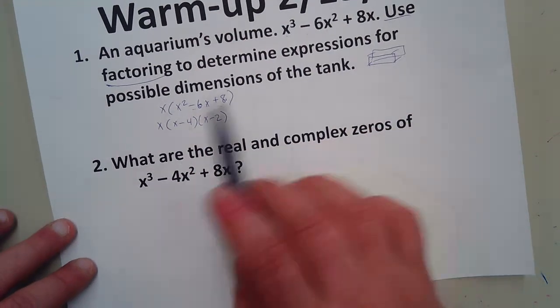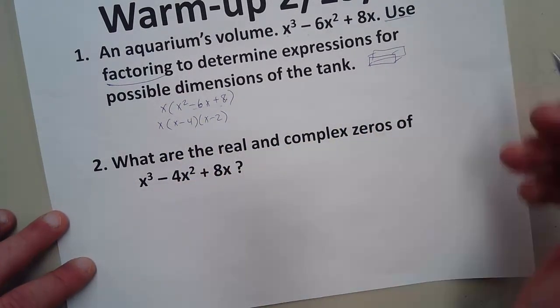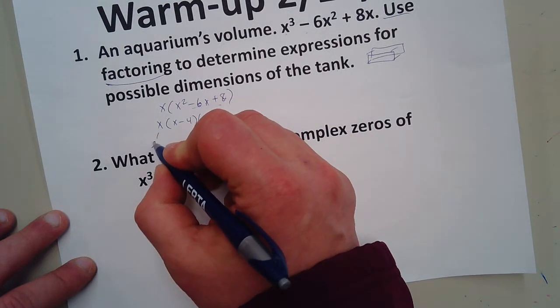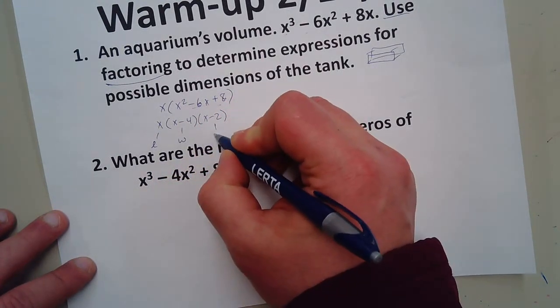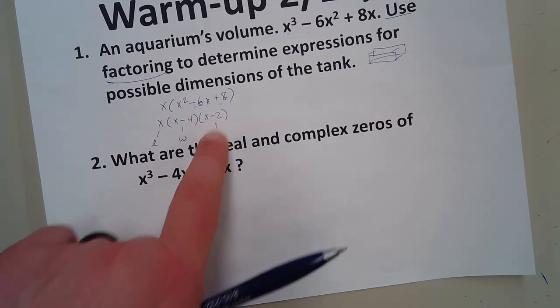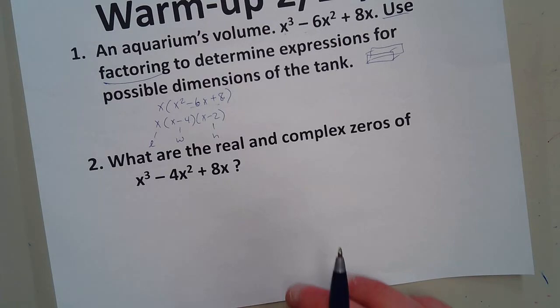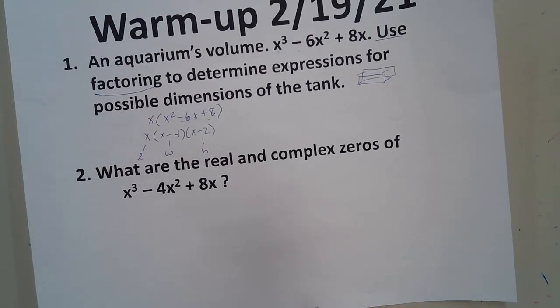When it says, what are the possible dimensions of the tank? It could be x by x minus 4 by x minus 2. So these are the length, the width, and the height of a possible box. And you could do those in any order. You could call this the length, this the width, and this the height if you wanted to. That part doesn't matter because you could just turn the box one way or the other. But that's the idea. This is really just a factoring problem, so don't overthink problems that are actually pretty easy, like this one.